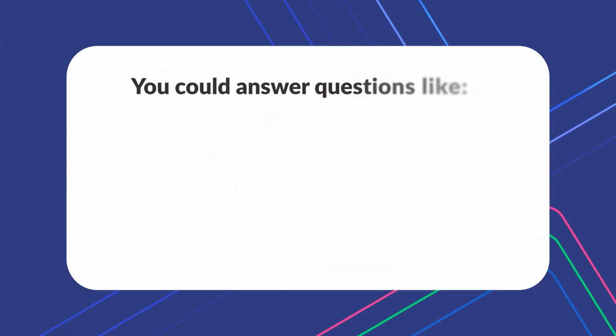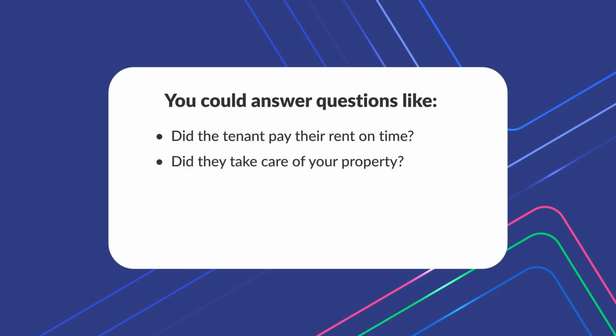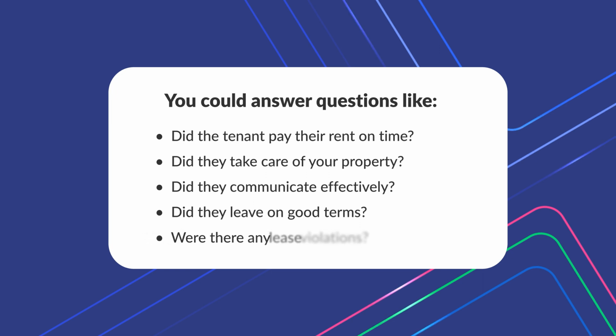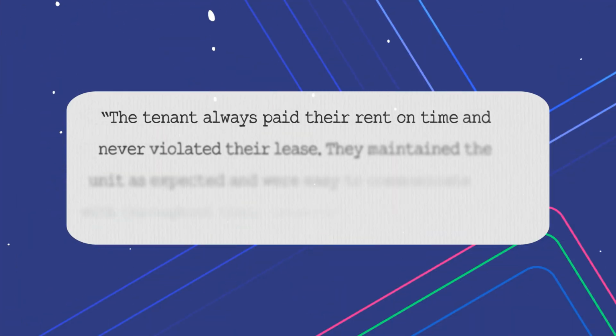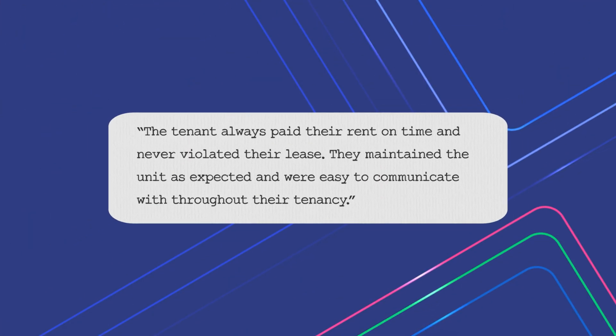For example, you could answer questions like this. Did the tenant pay the rent on time? Did they take care of your property? Did they communicate effectively? Did they leave on good terms? And of course, were there any lease violations? Putting all that together looks something like this. I'm gonna use my official voice here. The tenant has always paid their rent on time and never violated their lease. They maintained the unit as expected and were easy to communicate with throughout their tenancy. I'm working on it. That short paragraph covers just about everything a potential landlord would want to know about a future tenant.